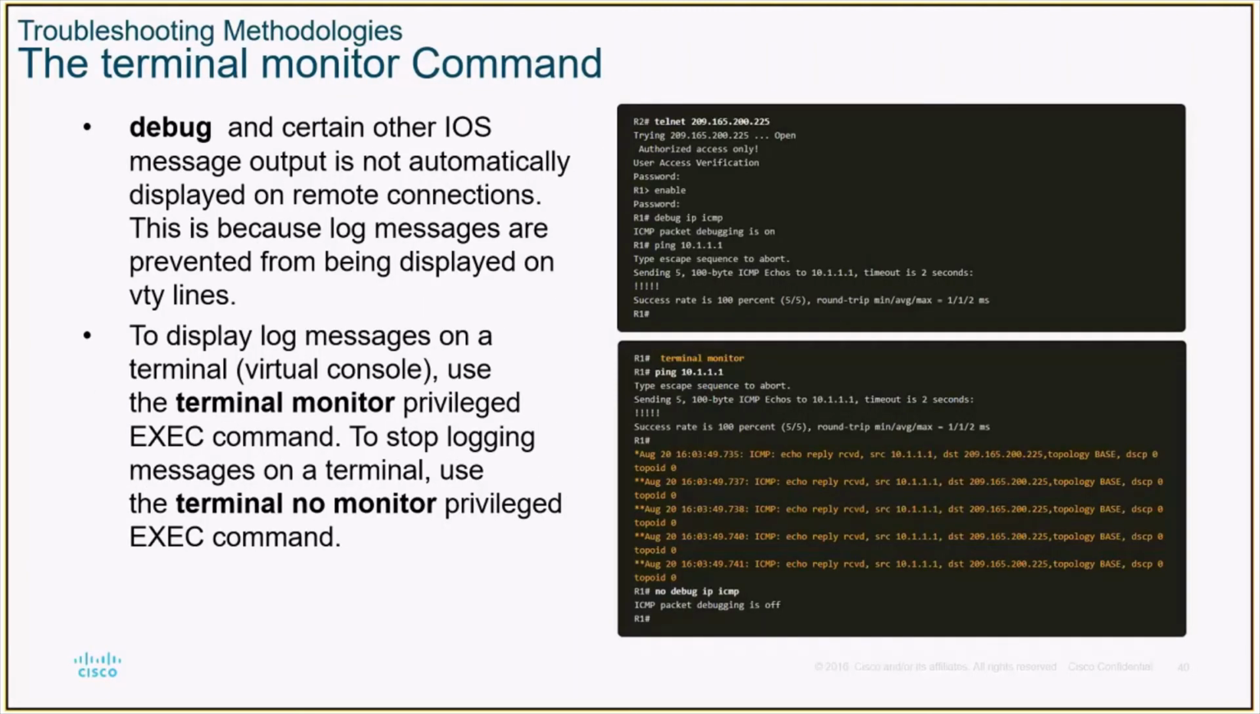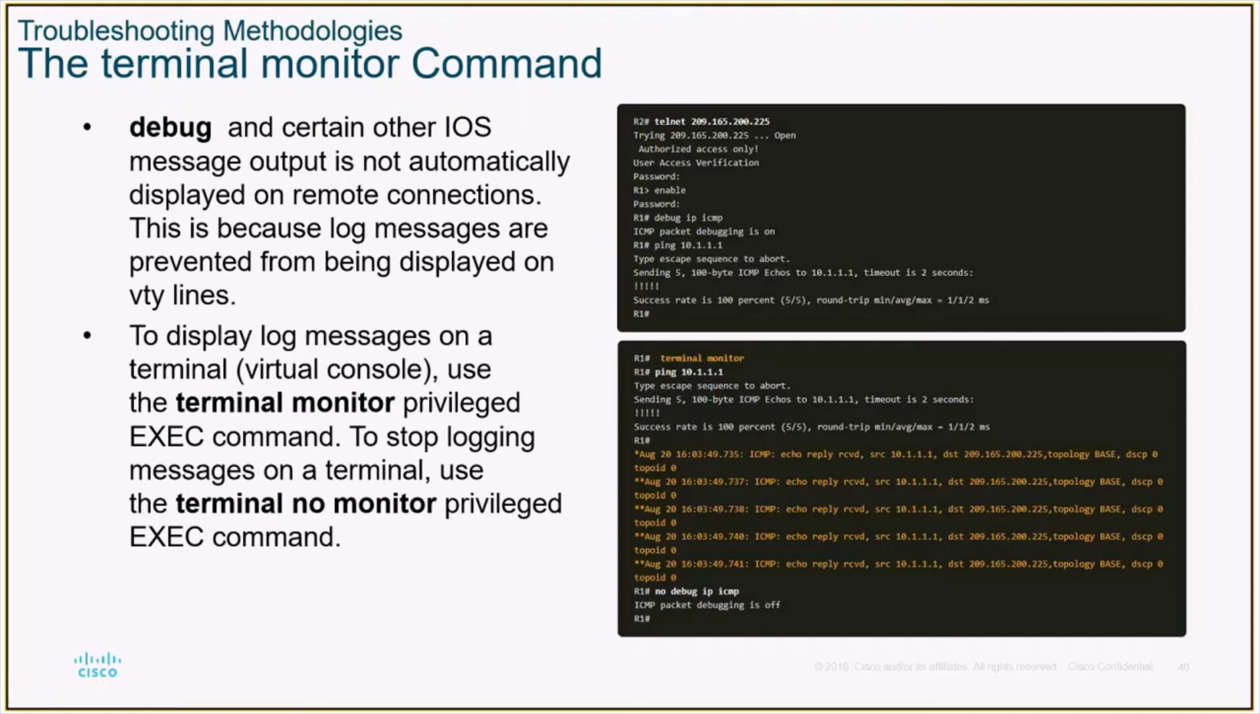So, now debugging goes to the console, and by default that's the only place it goes. But of course, if you're telnetted in, you're not actually on the console. You're on the VTY, and so you can turn on debugging from Telnet or SSH, but you won't actually see it unless you turn on the terminal monitor option here.